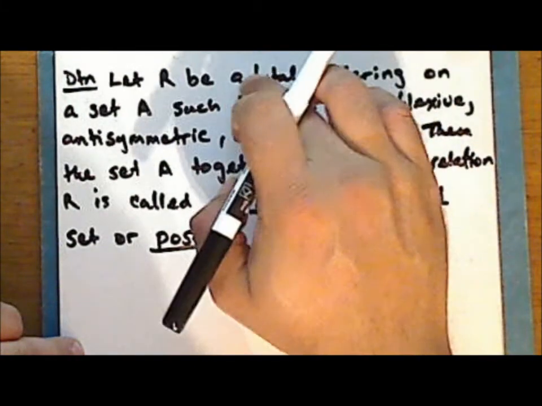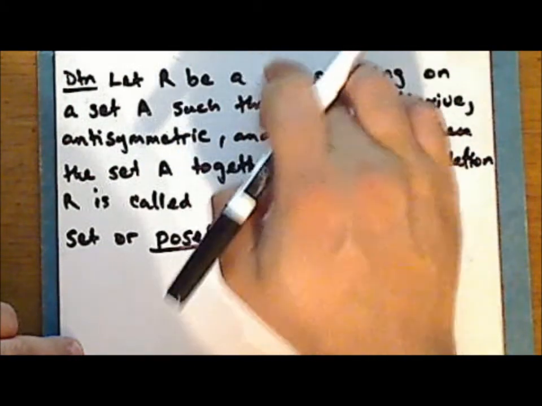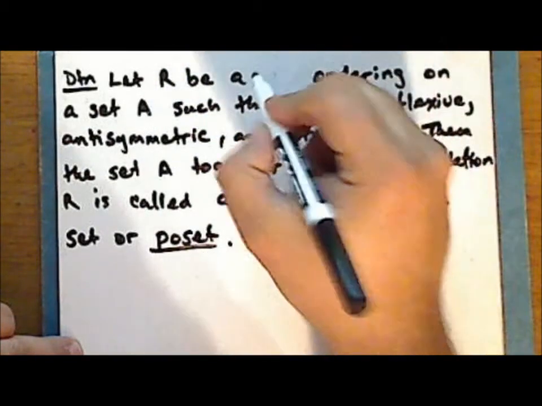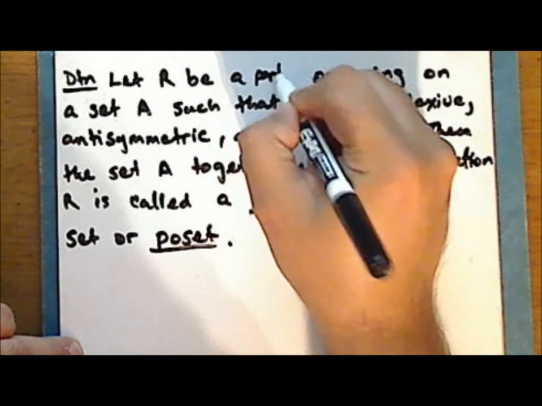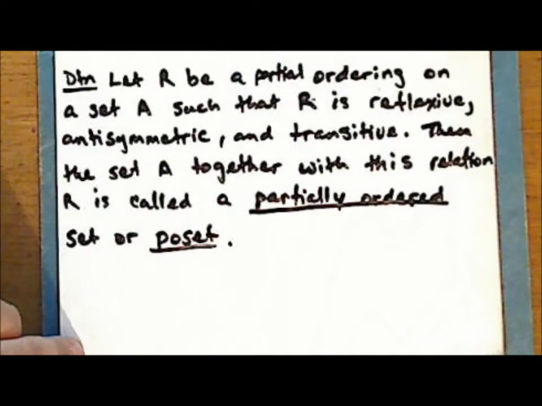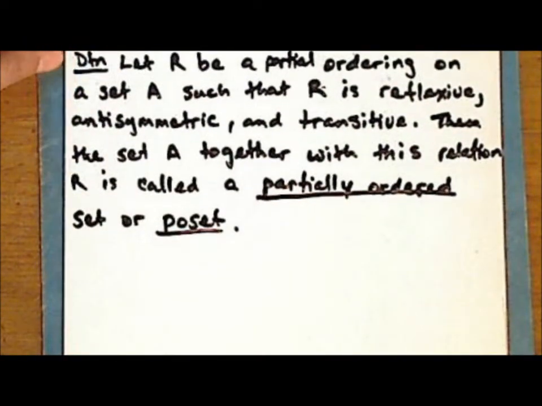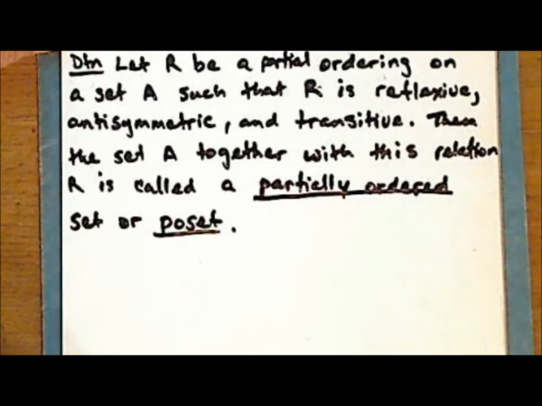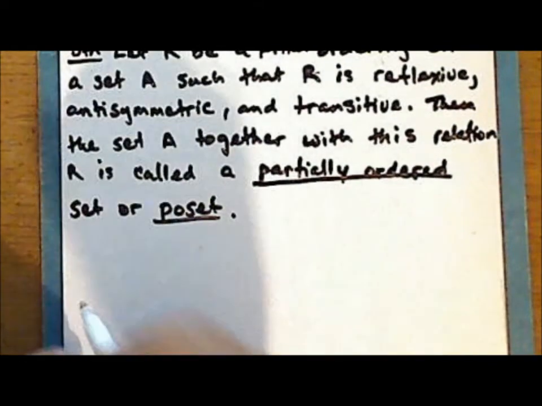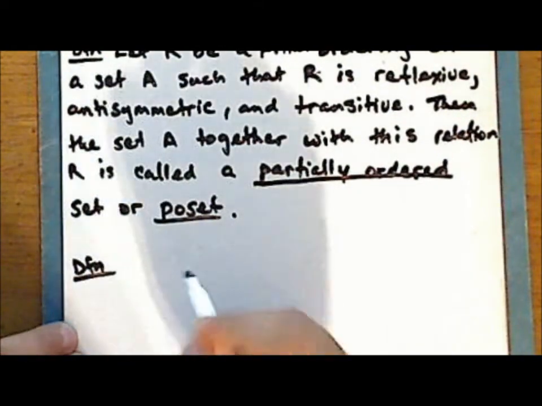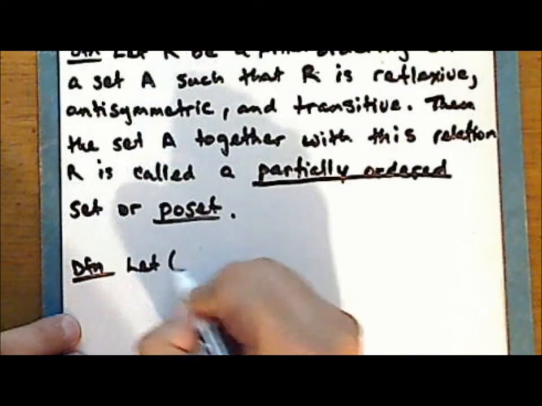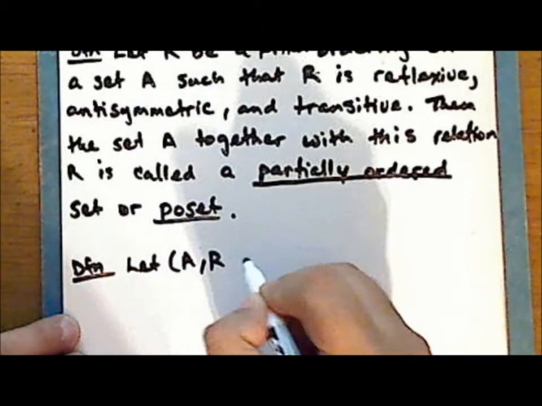Actually, a correction to this definition. Let R be a partial ordering on the set A. Then if that relation is reflexive, antisymmetric, and transitive, then the collection of the set A together with this relation is called a partially ordered set or a poset. So let the collection A together with a relation R be a poset.